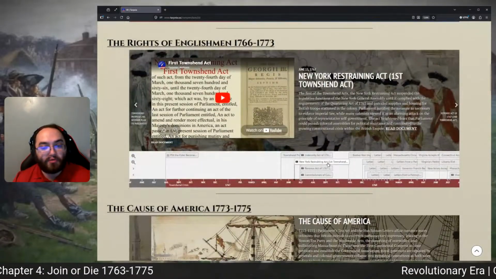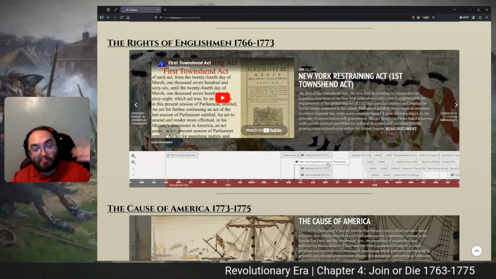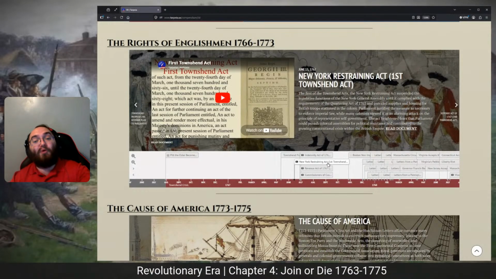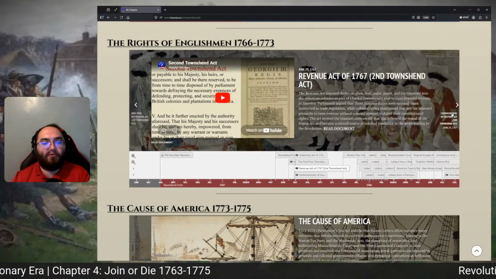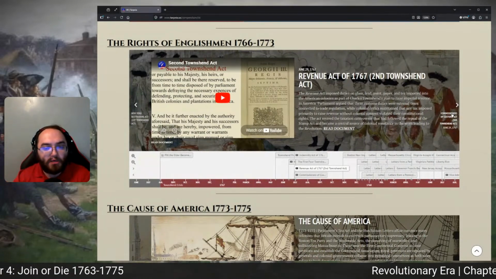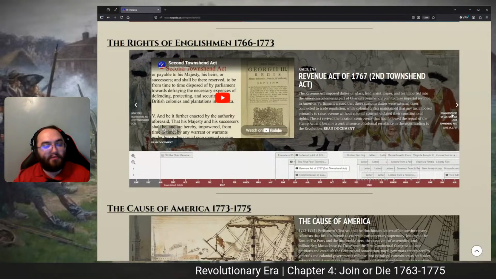And so New York, funnily enough, will enforce the Quartering Act, but only after this act is passed. Then you have the official Revenue Act of 1767, which is the second Townshend Act.